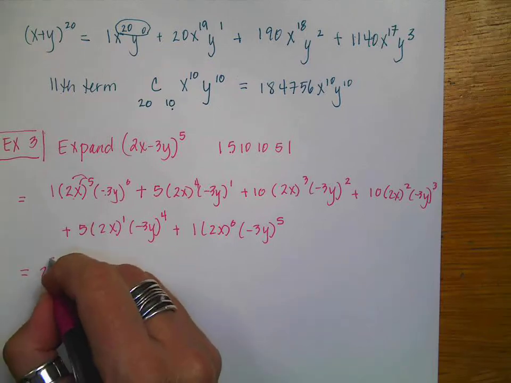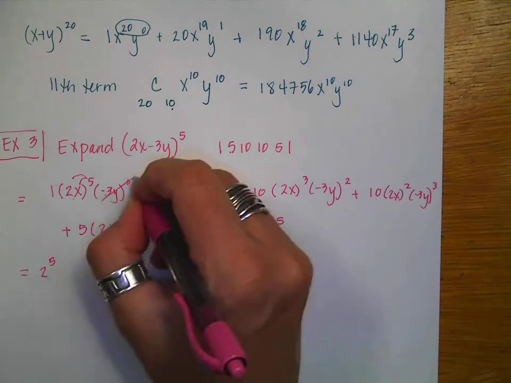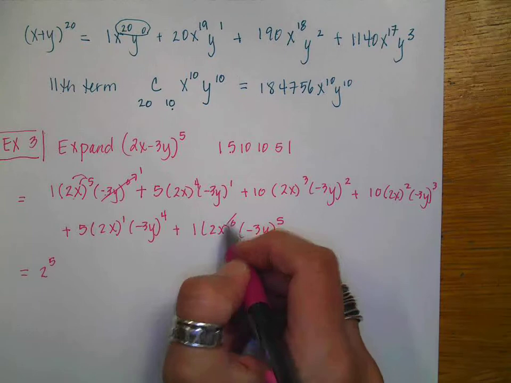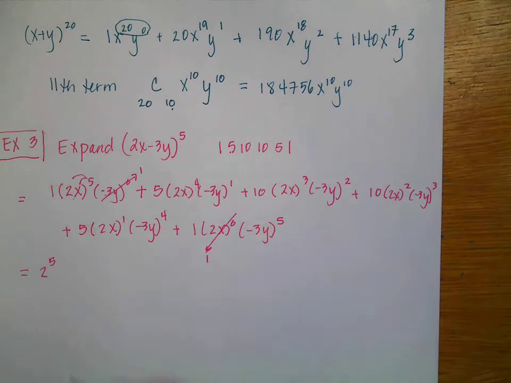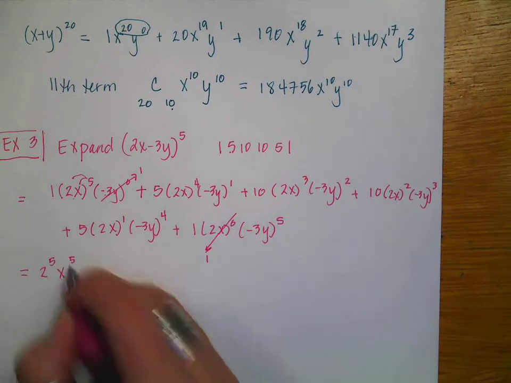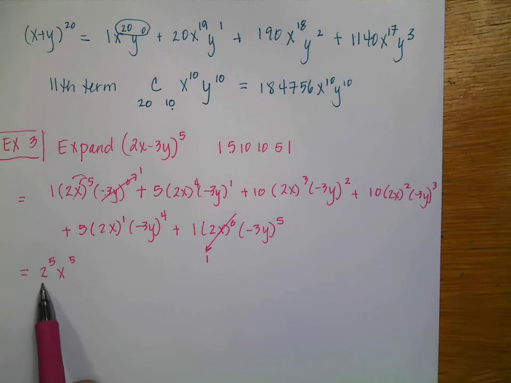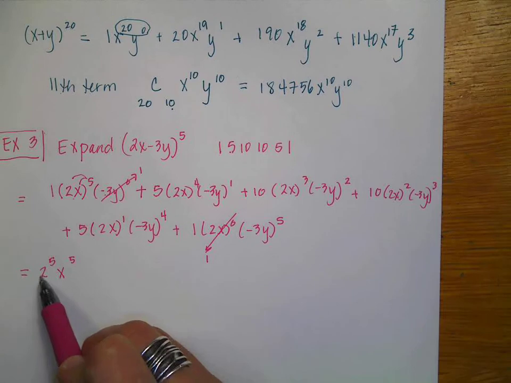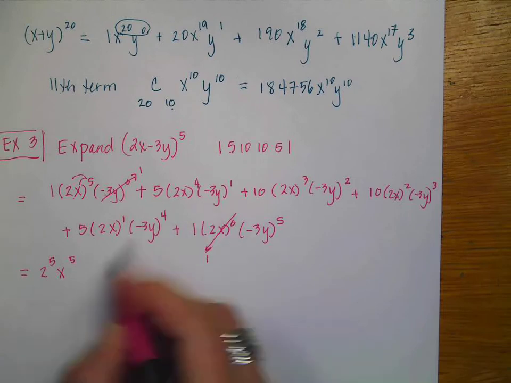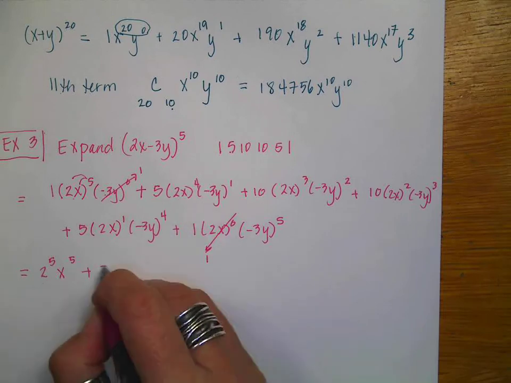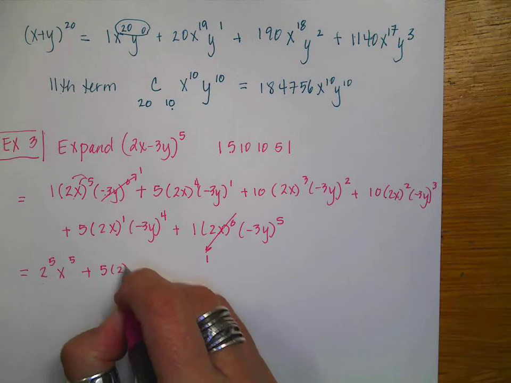Step number 2, I'm going to manage all of my exponents. So this is 2 to the 5th. This term goes to 1. This term goes to 1. So I'm not even going to write it, and then I'm going to write x to the 5th. Numbers always play together. Variables always play together, so I'm going to separate it. And the numbers are all multiplied together.